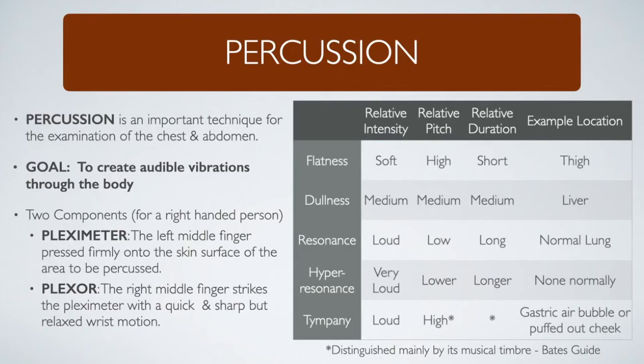What can help in applying firmly without causing pain, as well as making sure that you don't hurt yourself while doing percussion, is to cut your nails. Cut your nails. You are going to strike your pleximeter finger with your plexor right onto the distal interphalangeal joint. Now, how do you strike that? You strike that with your fingertip, and your fingertip is protected by a nail.